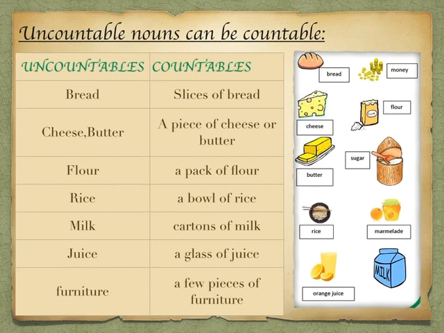Let's see the fourth one, that is rice. Rice is an uncountable noun as they are too tiny to be counted. But if we say a bowl of rice, then that is a countable noun. Let's see the next one, which is milk. Milk is an uncountable noun. But if we say cartons of milk, then that can be counted. Let's see the next one, that is juice. Juice again is a liquid, so it is an uncountable noun. But if we say a glass of juice, then it is countable noun. Let's see the last one, which is furniture. Furniture is uncountable as it consists of many things like chairs, tables, sofa, beds, etc. But if we say a few pieces of furniture, then that is countable noun.